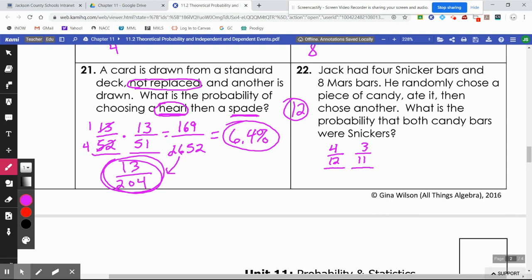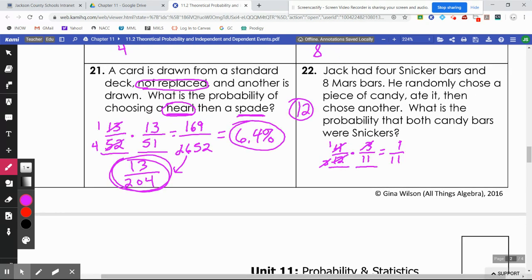So it'd be a 4 out of 12 times a 3 out of 11. We can reduce. That's a 1 and 3. 3 and 3 cancels completely. So there is a 1 in 11 chance of this happening. So that is your answer as a fraction. If we change that to a percentage, 1 divided by 11, that's going to be only about a 9.1% chance of this happening.